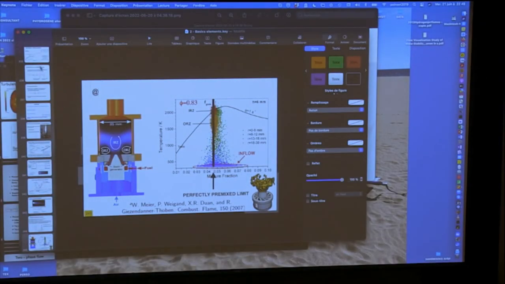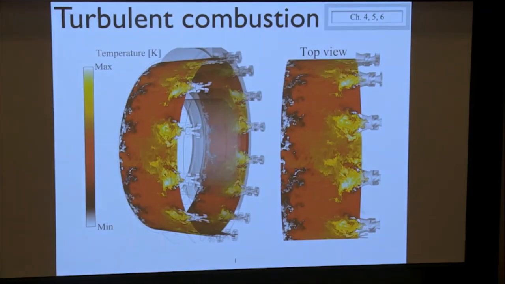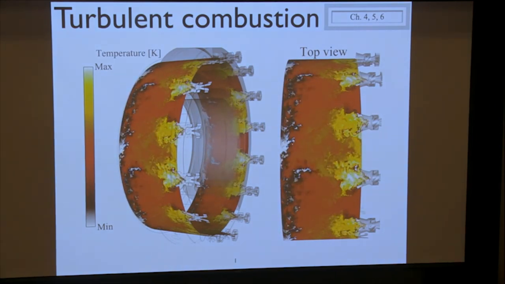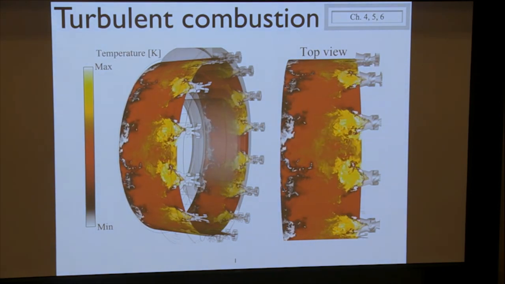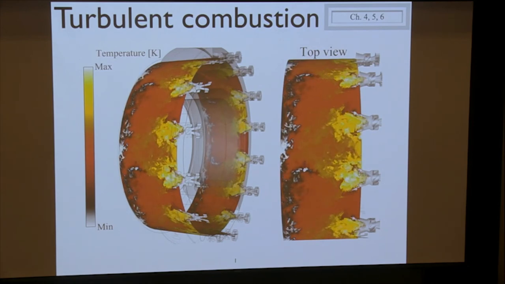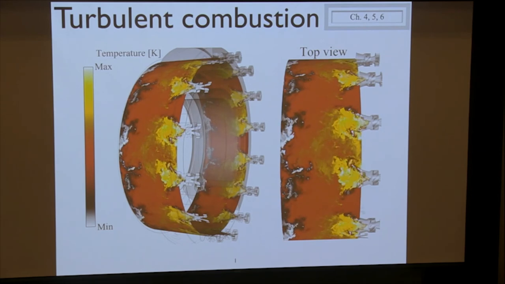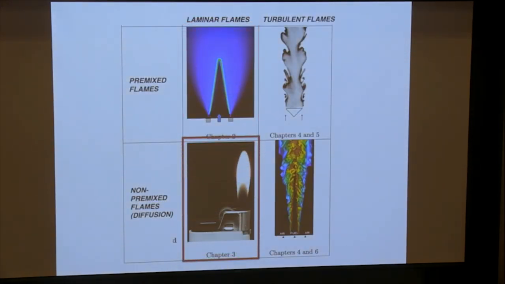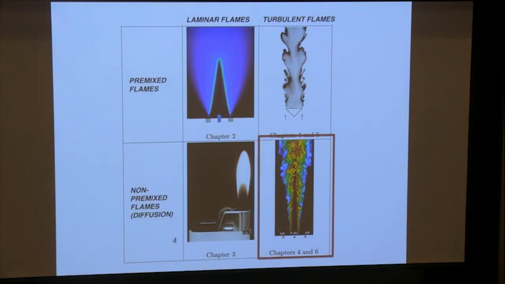So let me jump now to my initial purpose, because I believe you should know enough now to go to turbulence. So now we go to turbulent flames. The nice thing about turbulent flames is that the movies are great. The bad thing about it is that the error margins are huge. So we moved from laminar premixed to laminar diffusion. Now we move to turbulent premixed and maybe diffusion, but probably not.